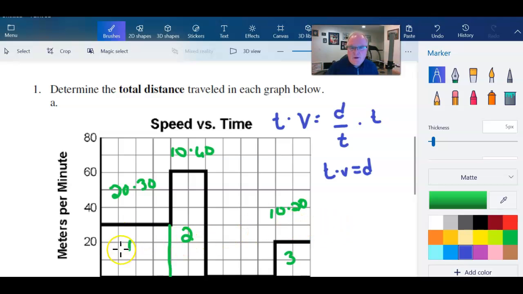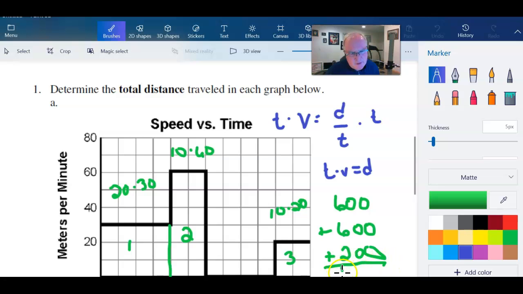To find the area under the total part of this curve, because there's nothing here, all we have to do is add those up. 20 times 30 is 600, so that's for area number one. 10 times 60, that's another 600, so that's area number two. We'll add that. And then we'll add the last one, 10 times 20 is 200. So 600 plus 600 plus 200, and we get 1,400.